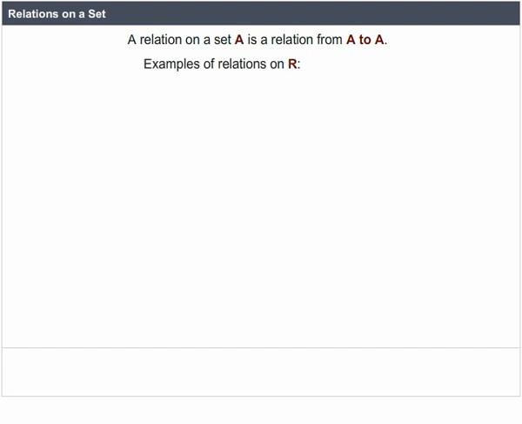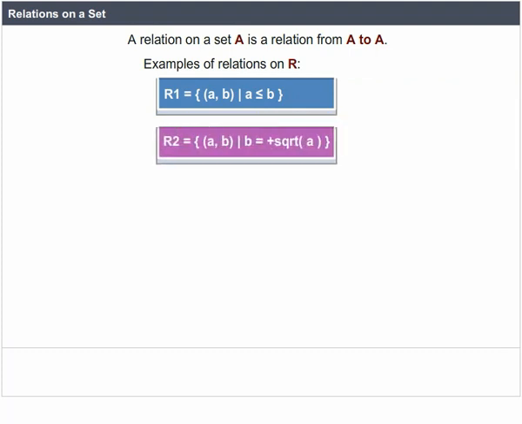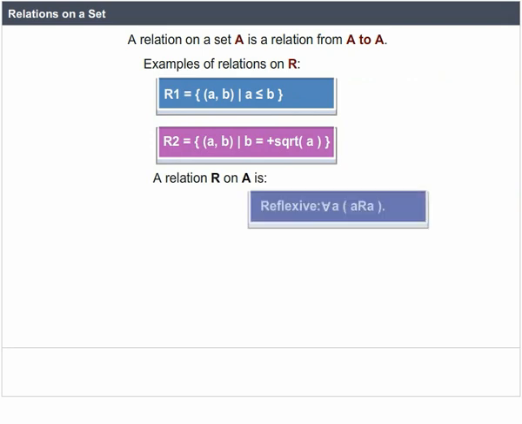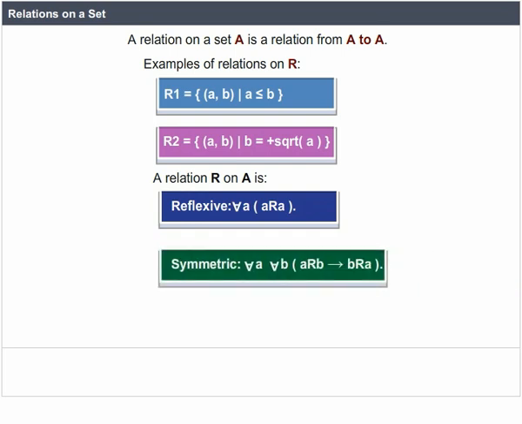Relations on a set. A relation on a set A is a relation from A to A. Examples of relations on the real numbers. R1 equals the set of (a, b) such that a is less than or equal to b. R2 equals the set of (a, b) such that b equals the square root of a. A relation R on A is reflexive if for every a, a is related to a. Symmetric: for every a and b, a related to b implies b related to a.